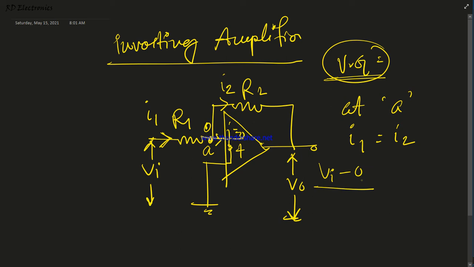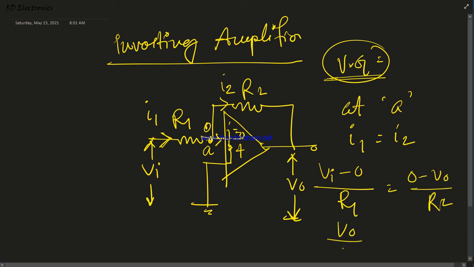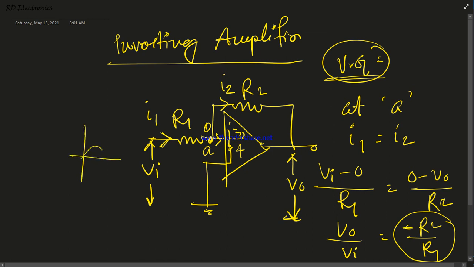V input minus 0, this potential at the point A equal to 0, divided by R1 is equal to minus V0 by R2. So if we rearrange this equation, V output by V input equals minus R2 by R1. So this is the equation of this inverting amplifier, and this minus indicates that if we apply one sinusoidal signal here, then the output has a 180 degree phase shift.